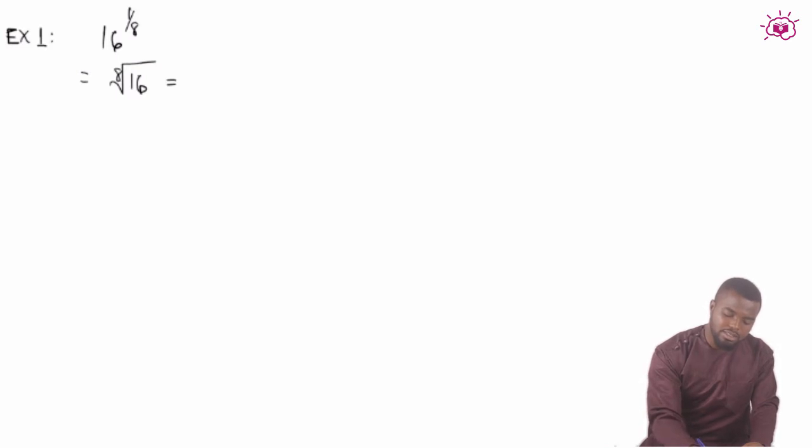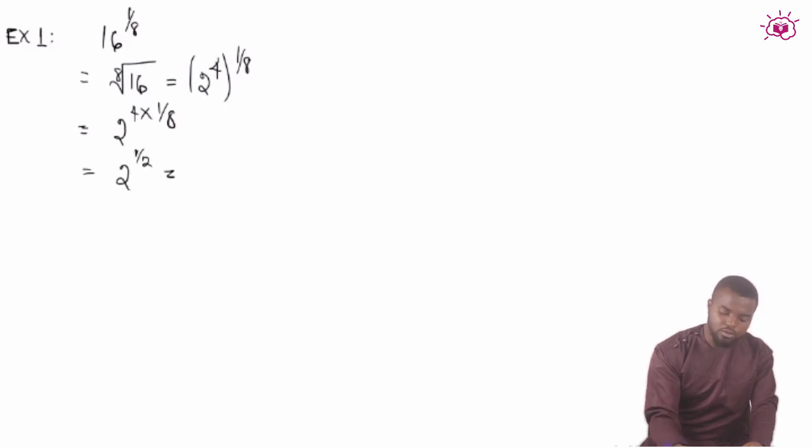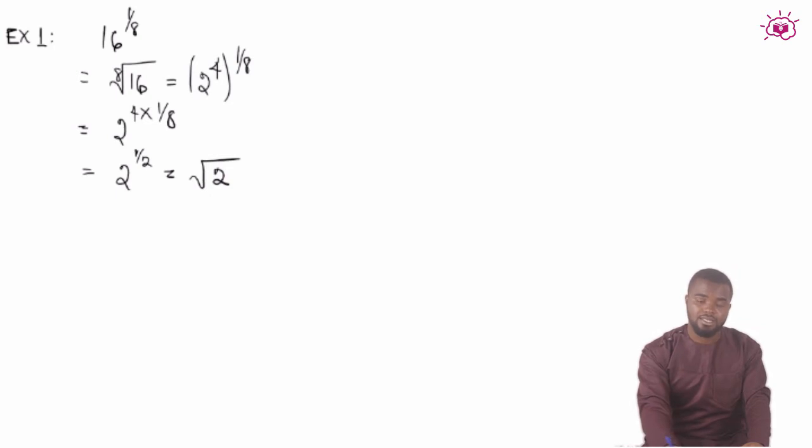Now 16 could be seen as 2 raised to the power 4. So instead of writing it in that form, you can also write it as 2 raised to the power 4, all raised to the power 1 over 8. Multiplying, this would be 2 raised to the power 4 times 1 over 8, which yields 2 raised to the power 1 over 2. Then 2 raised to the power 1 over 2 means the square root of 2. It's as easy as that.